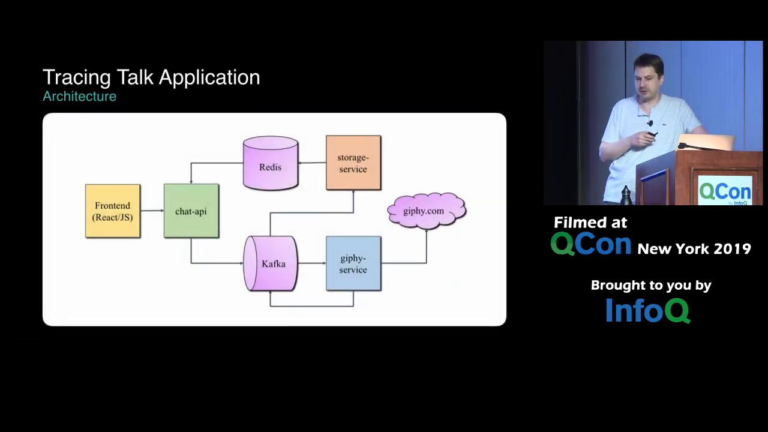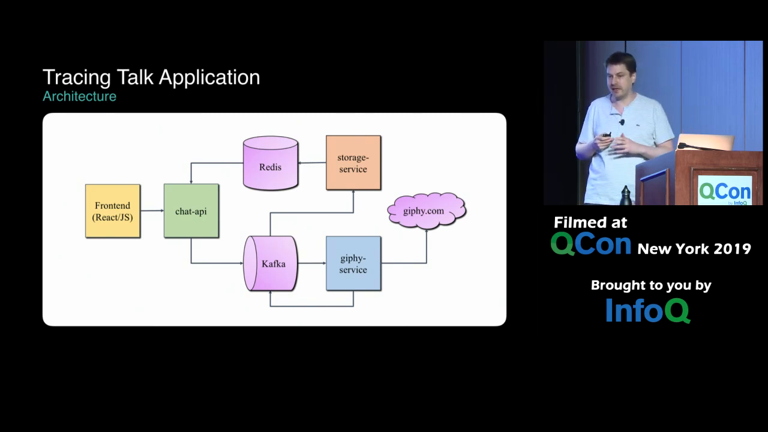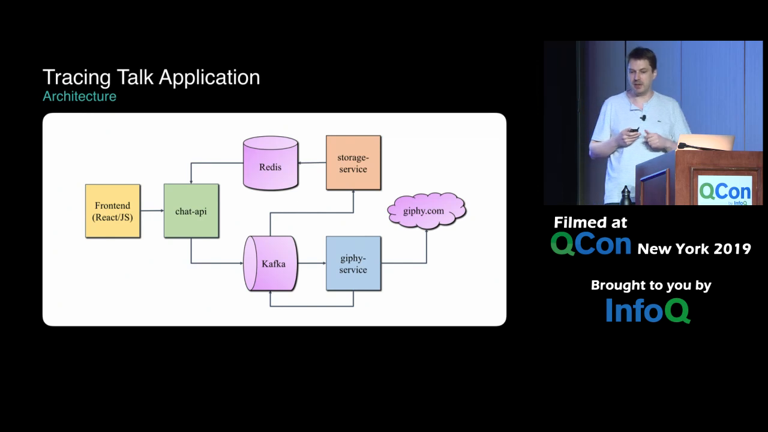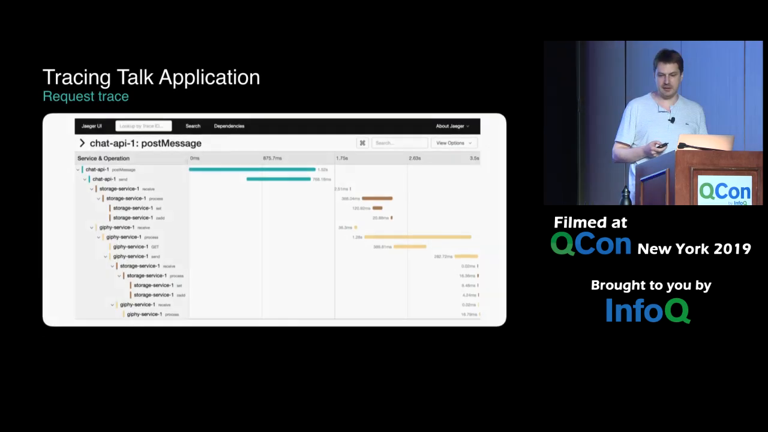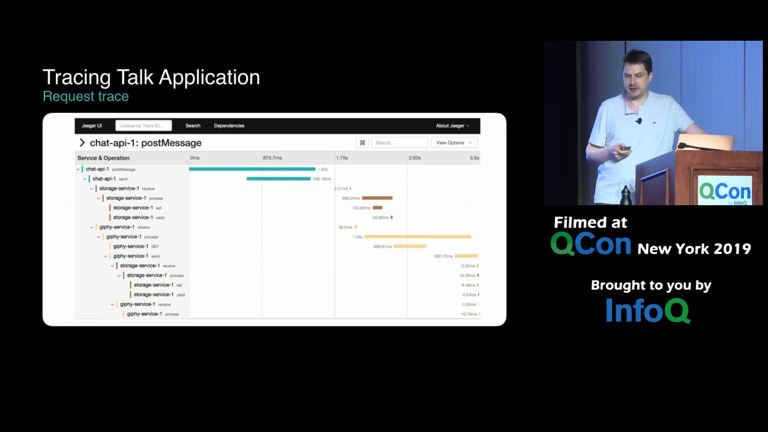You have a JavaScript front end, an API server which receives the messages, and that's what represents the actual trace, the transaction coming into the API service. And then it deals with Redis, which is used to store the messages. Kafka is used to communicate between all the components within, right? And then making calls to Giphy as an external part. And so if you take the trace, that's what it looks like, right? Very similar to the previous RPC trace.